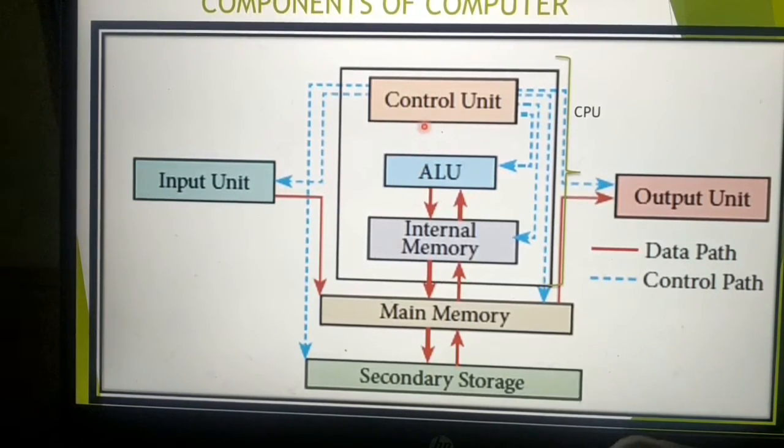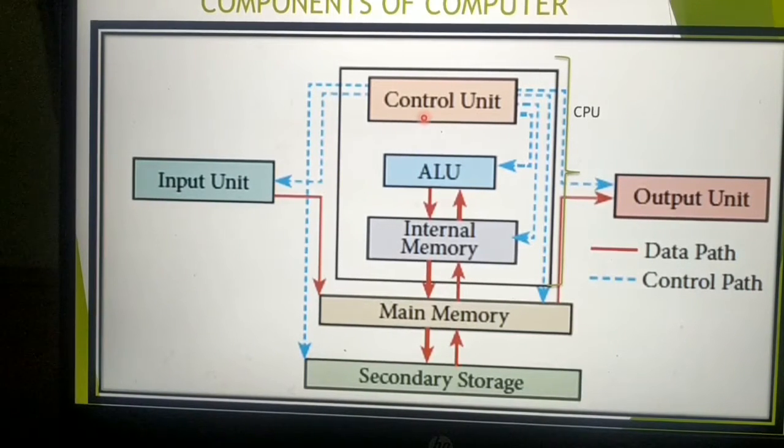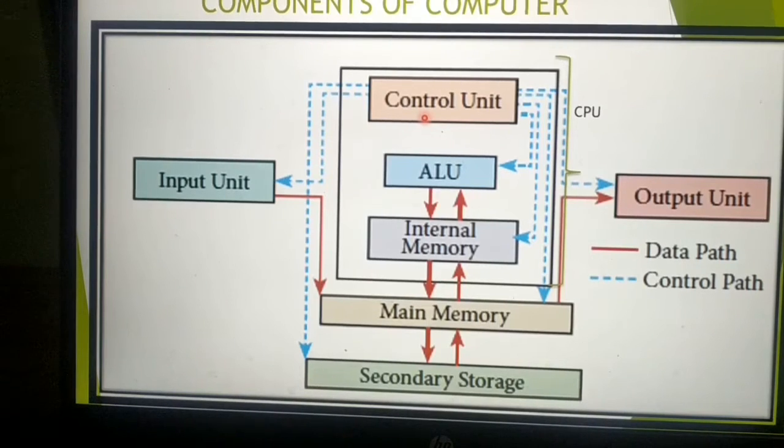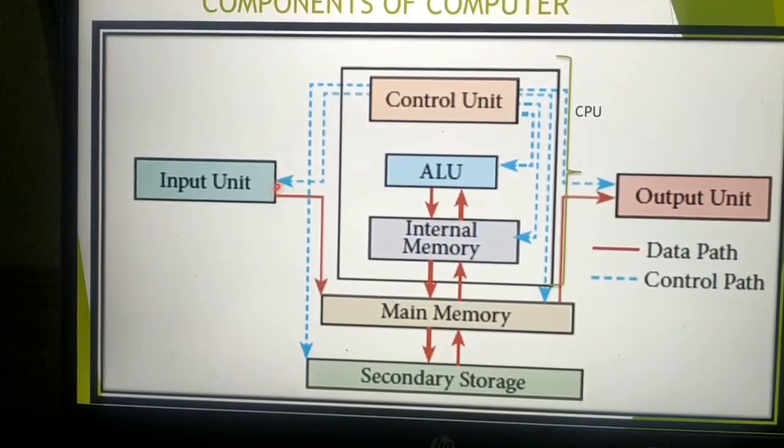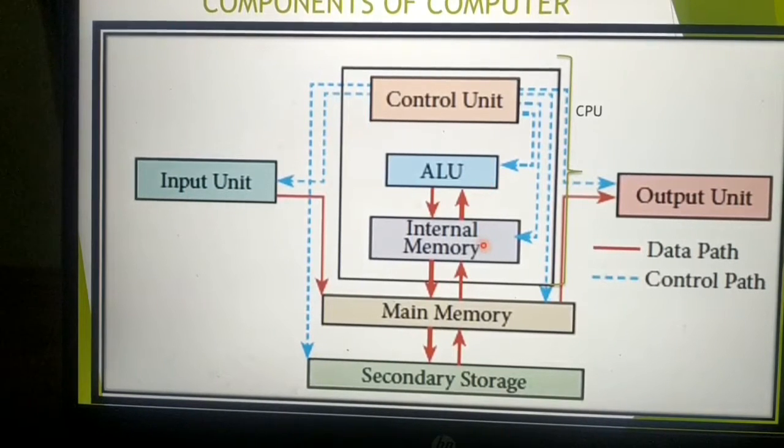Control unit. The control unit is the main part of the CPU. The control unit controls all the operations of the computer. So all the parts of the computer are connected with this control unit: the input unit, main memory, secondary storage, output unit, arithmetic logic unit, internal memory, all the parts are connected with the control unit. So the control unit can control all the components of the computer.